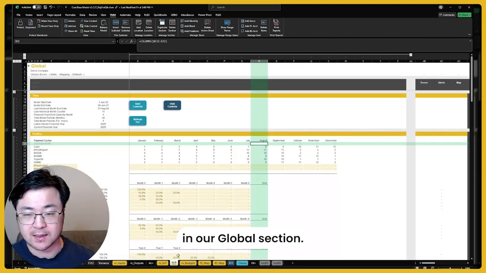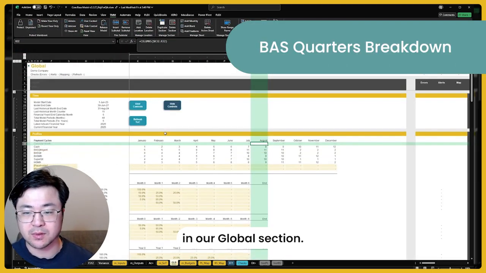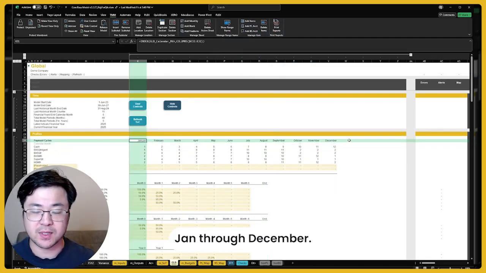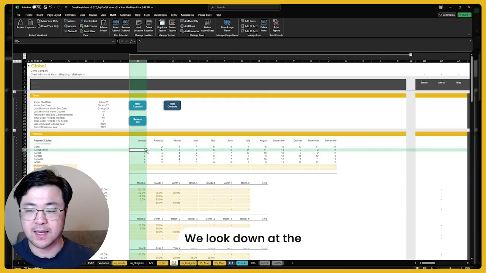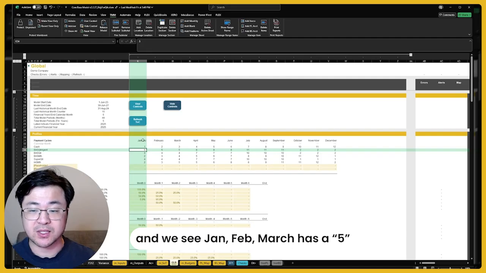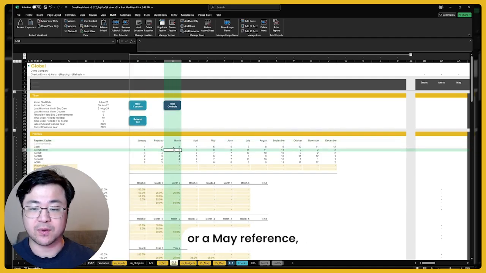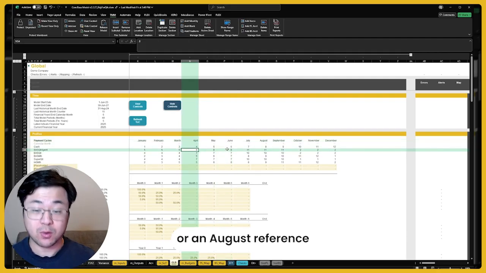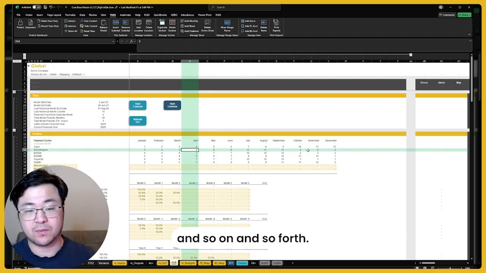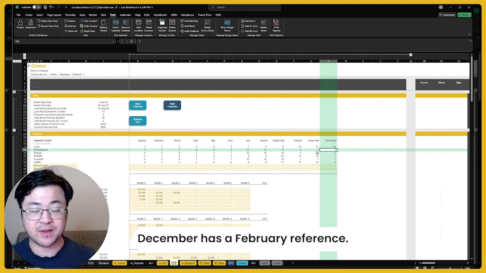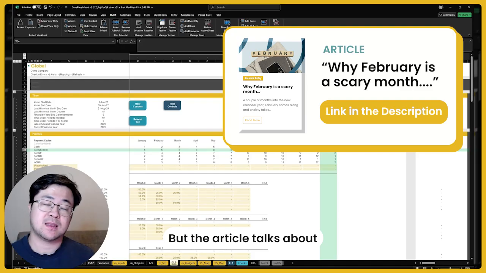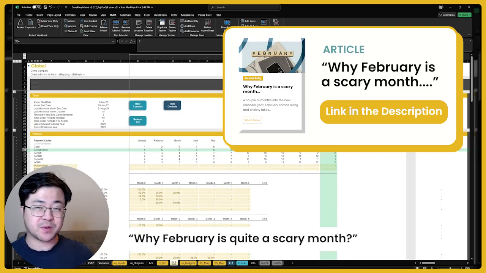Let's have a look at that in our global section. So we've got these payment cycles. Looking at the months January through to December, we look down at the BAS quarter agent profile in particular, and we see January, February, March has a 5 or a May reference. April, May, June has an 8 or an August reference, and so on and so forth. October, November, December has a February reference, and we know that we have an article there, which we can link you to, but the article talks about why February is quite a scary month.